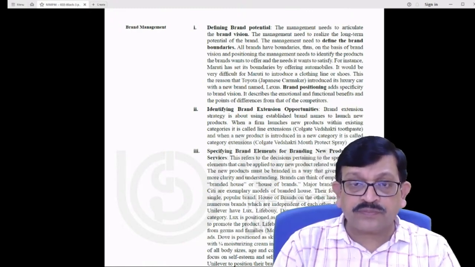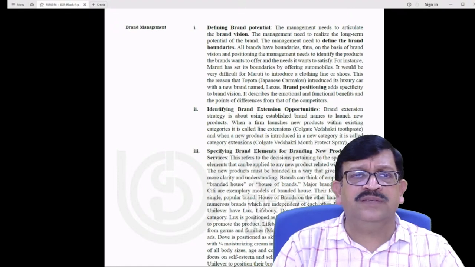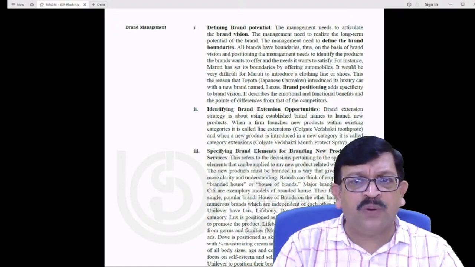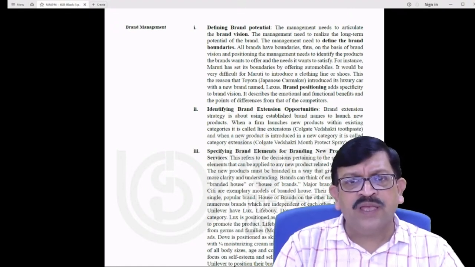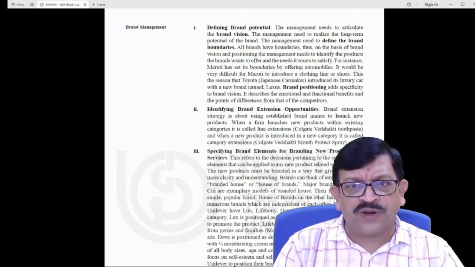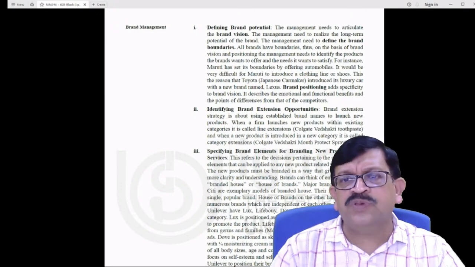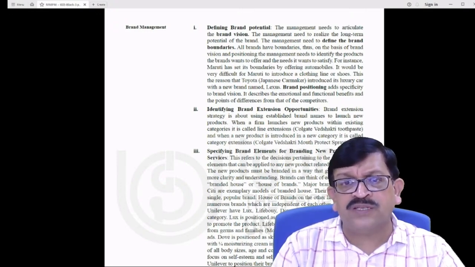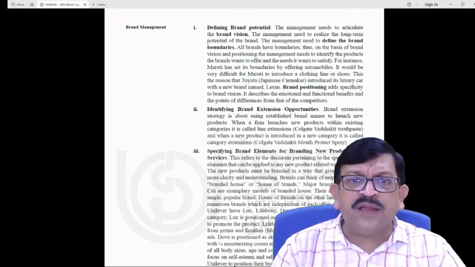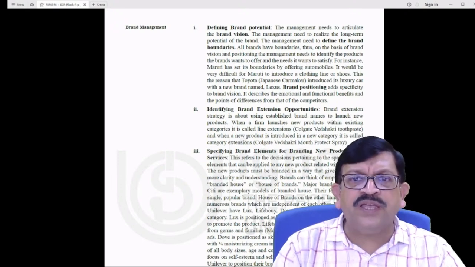For example, Ponds is a talcum powder from HUL, but if you want to make a toothpaste out of it, or pitch something in toothpaste or perhaps a perfume, that may be possible to some extent. But if it was a food item, can that be extended? So obviously it cannot be.